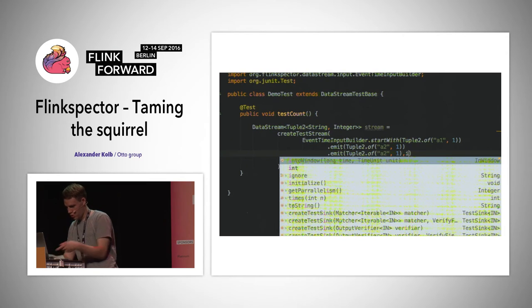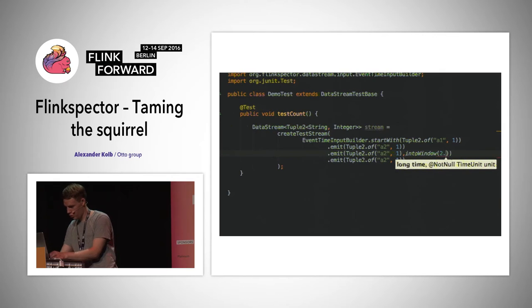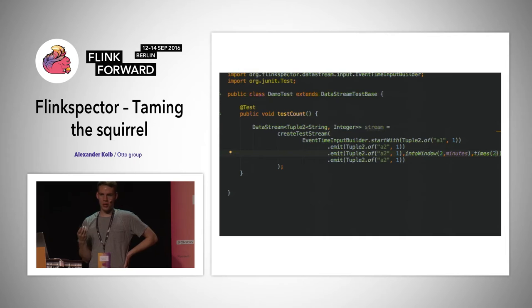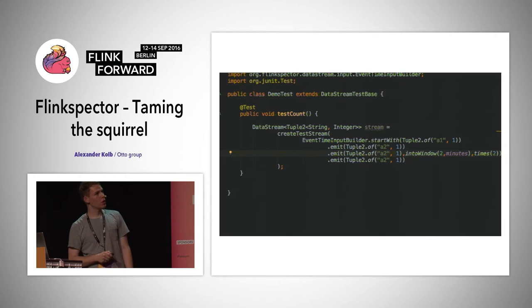I want the stream up to this point to go into my first window, which runs to 2 minutes. I also want something to aggregate, so I can actually tell it to emit this result 2 times into this window. For our test, this will produce 2 windows. This is already not possible with the old way of testing Flink, because you could only test 1 window. You would fill up the window and it would be flushed by the shutdown, but here you can actually test an arbitrary number of windows or an arbitrary time period.